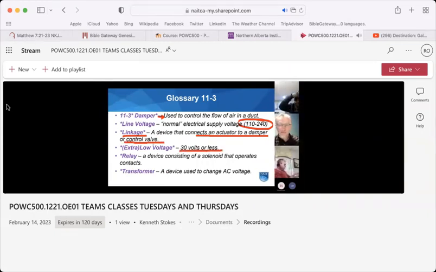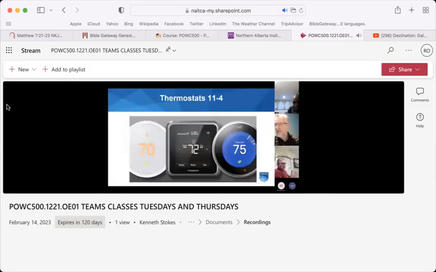If we're using 30 volts or less, we will often call that low voltage, but some plants I've been in, low voltage is anything below 700. So we're going to call 30 volts extra low voltage. Relay is a device consisting of a solenoid that operates contacts, so a specific type of electric switch. And transformers, if we need to step this voltage down to a low voltage, we're going to use something called a transformer. Thermostats are basic controller in any kind of a heating system.